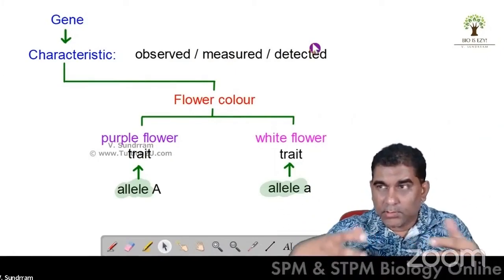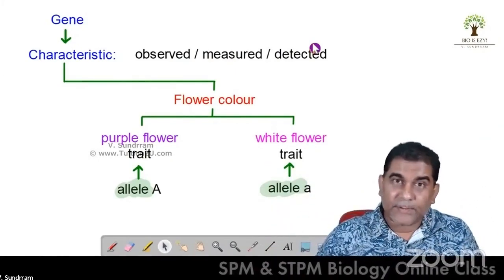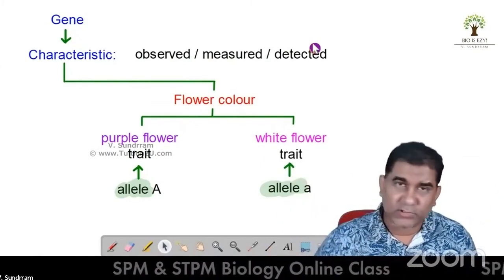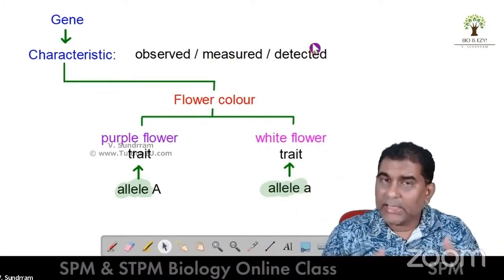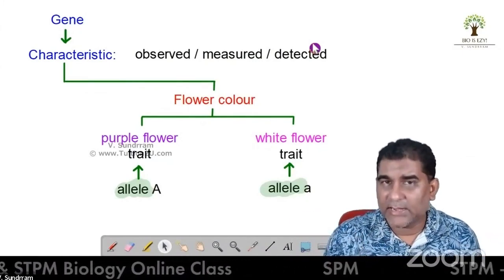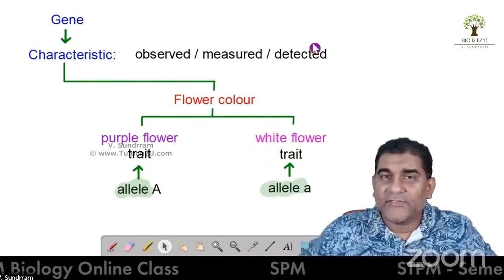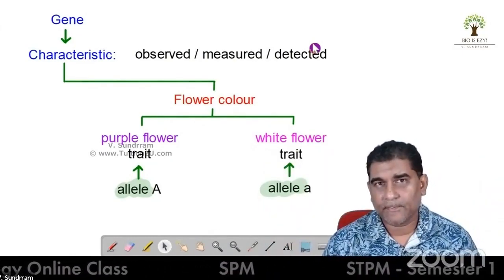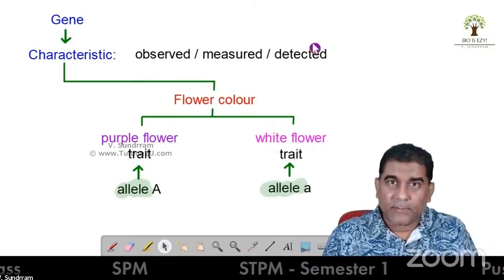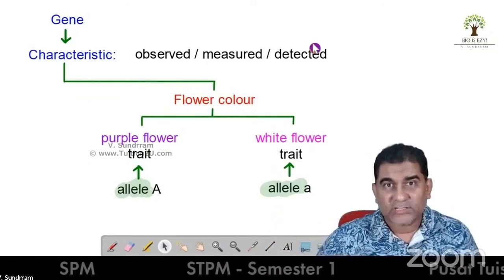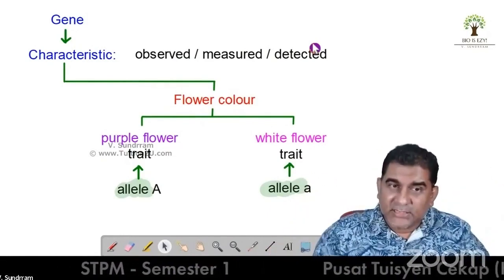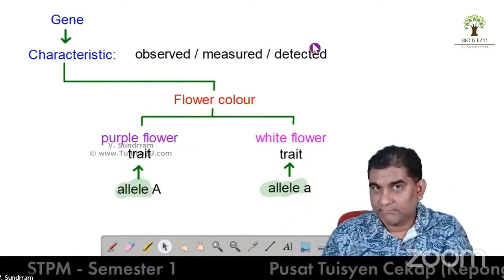So all of these different brands, Proton, Kancil, Mercedes, BMW, Porsche, and onwards, they are alternative forms. Bentuk berlainan bagi kenderaan, for car. Alternative forms of a car. The big group is car. But inside that car, we have BMW car, Mercedes car, and onward. Same thing. The big group is the gene. Inside the gene, we have alleles.